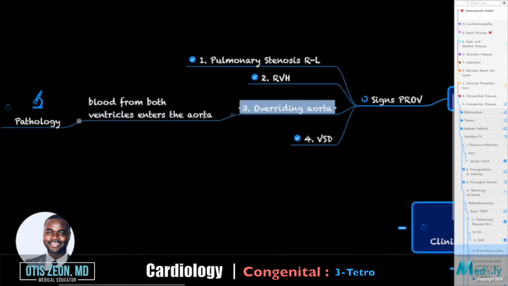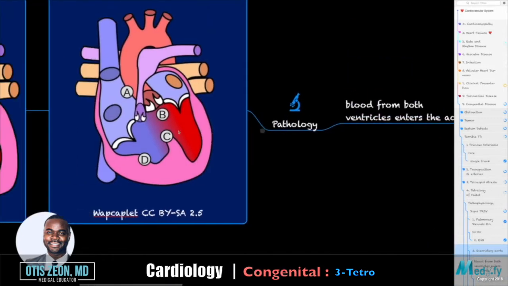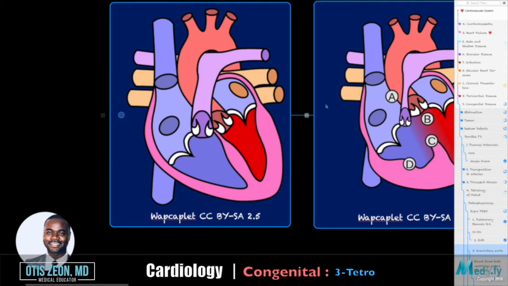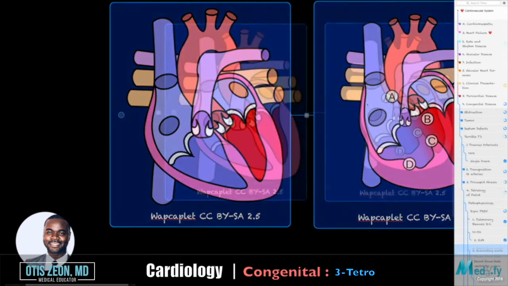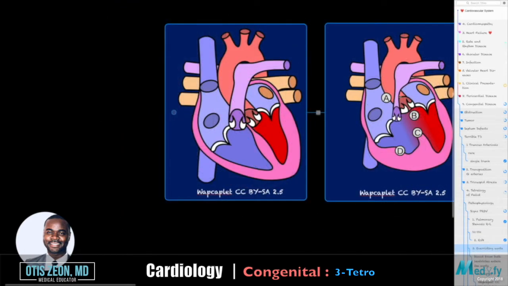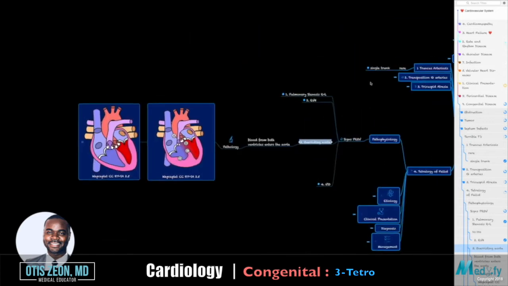For the overriding aorta, we have an image here to show you. Essentially, you can see here, this is a normal heart, and here you can see that there is stenosis of the pulmonary vessels coming from the right side of the heart, and so it's hard to pump blood through this way. As a result, you will see blood going back this way. So deoxygenated blood will mix with the oxygenated blood and gets pumped into the systemic circulation. So that's the pathophysiology specifically dealing with tetralogy of Fallot.